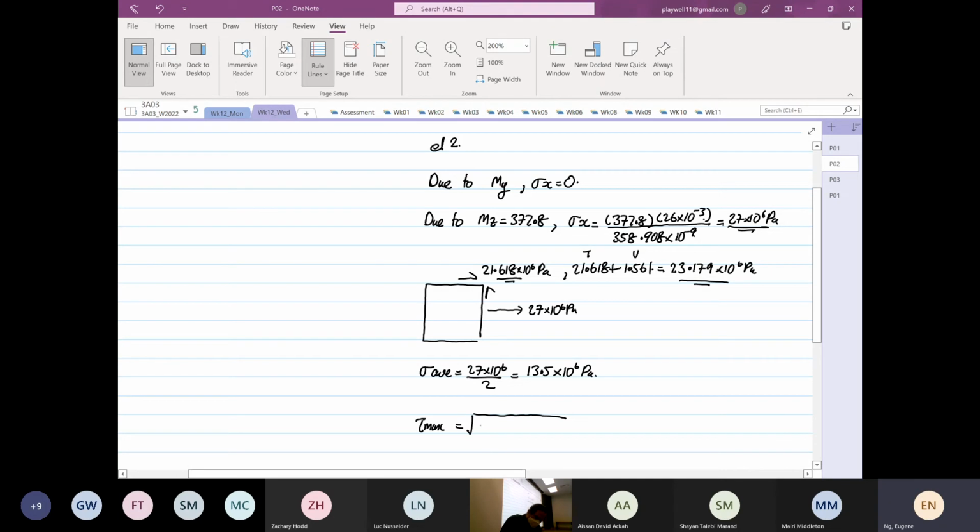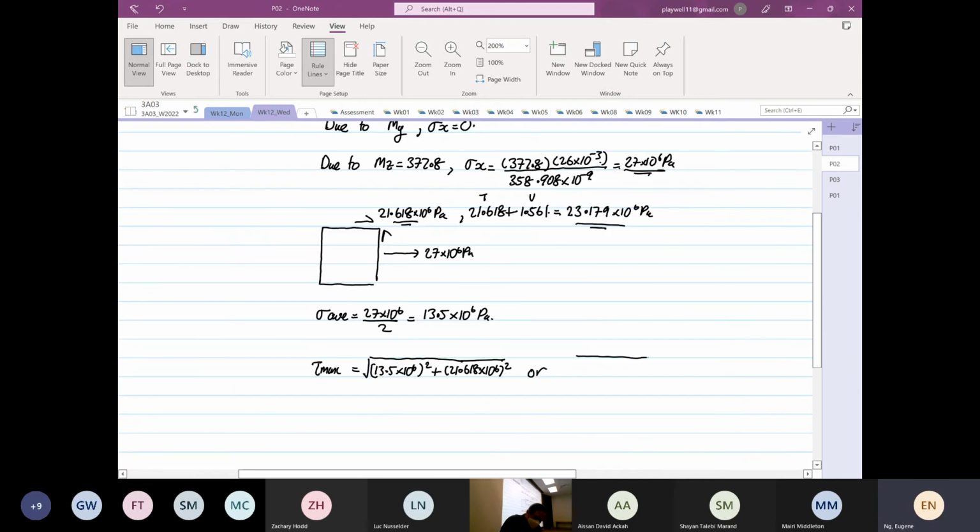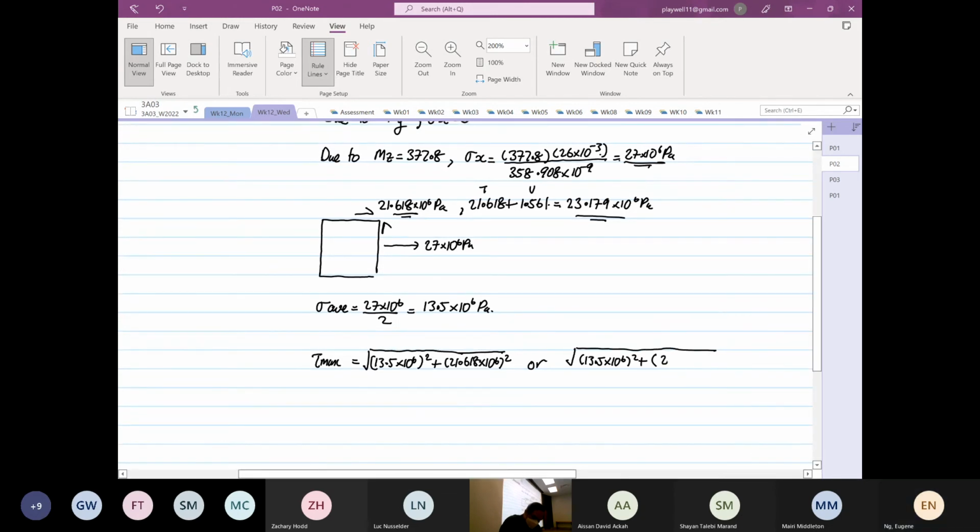The tau max will be equal to the square root of 13.5 times 10 to the power 6 squared plus 21.618 times 10 to the power 6 squared. Or, okay, we can include the shear force: 13.5 times 10 to the power 6 squared plus 23.179 times 10 to the power 6 squared. So this one is torque plus the shear force. This one only has the torque. Okay.